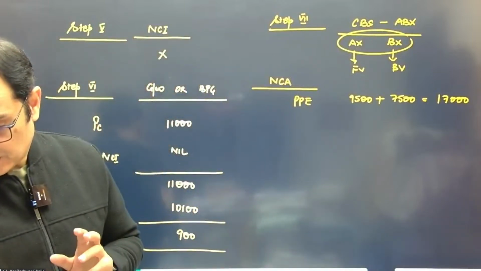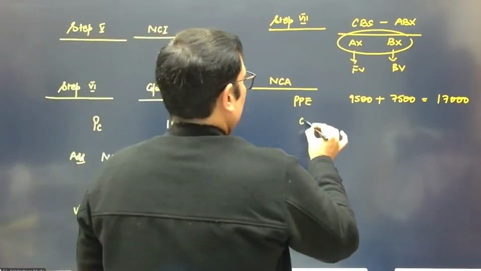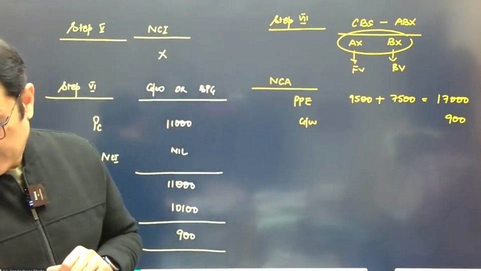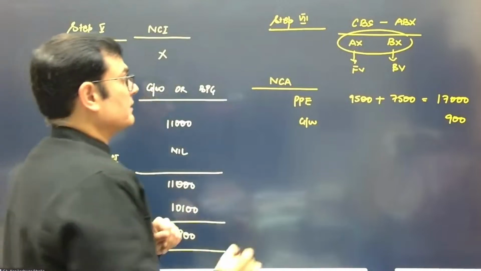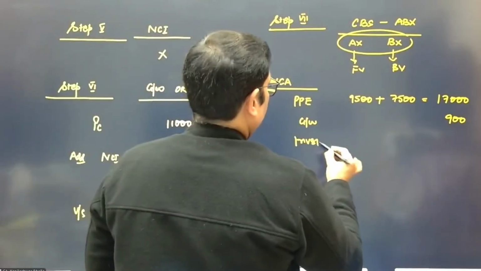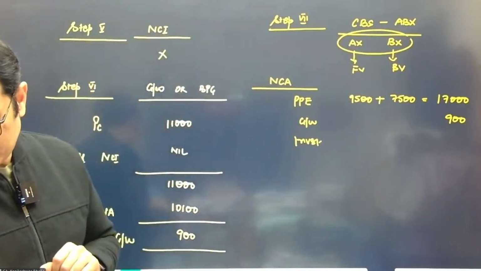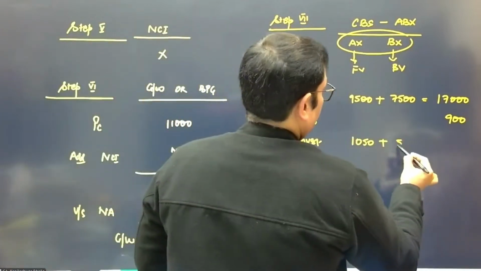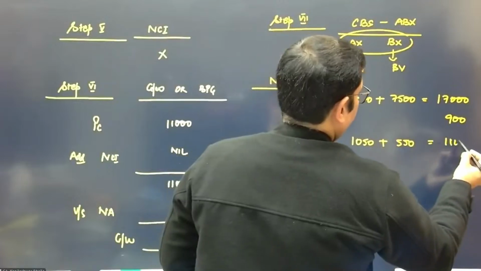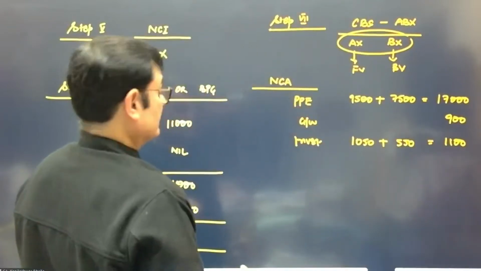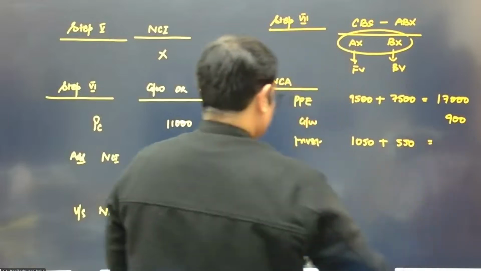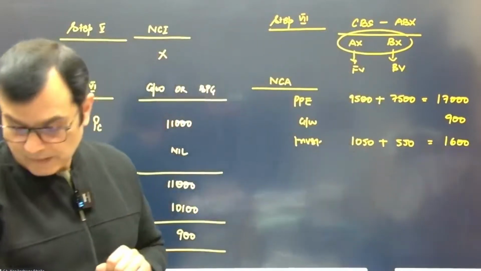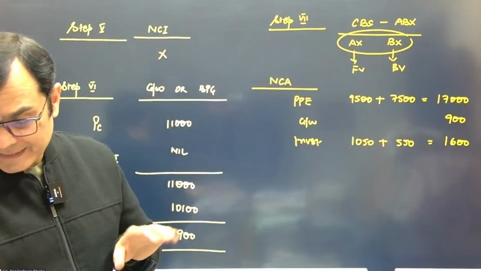The next is goodwill, lest I forget. The goodwill is to the extent of 900. And then we are given investments. No fair values are given for investments, so it is 1050 and 550. That comes to, not 1100, sorry, 1600. So this comes out to 1600 for the investments. Then the non-current assets are done.